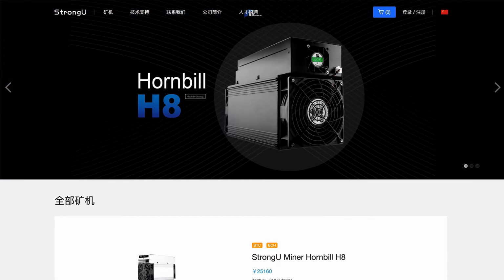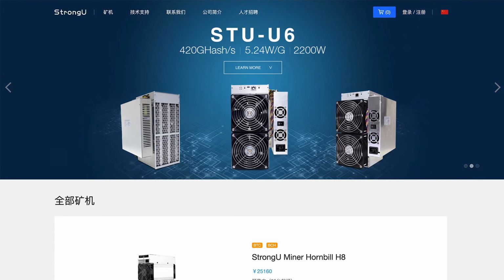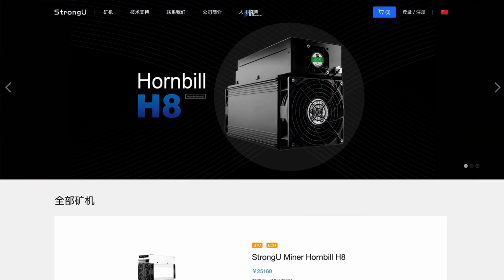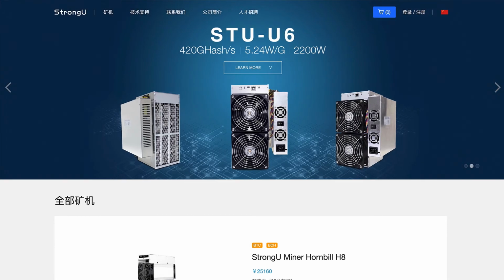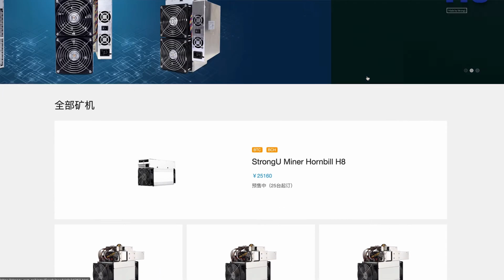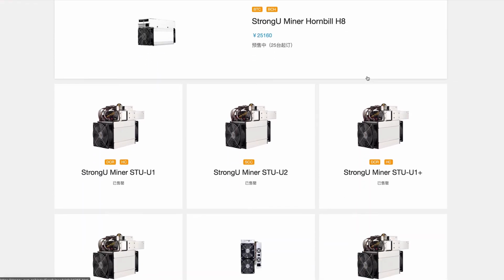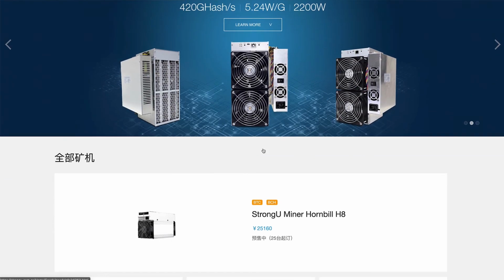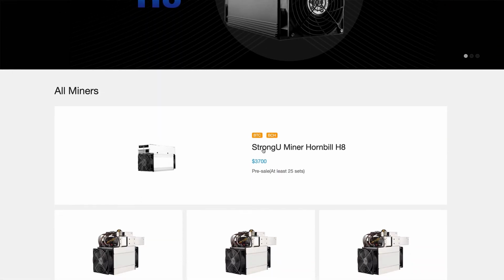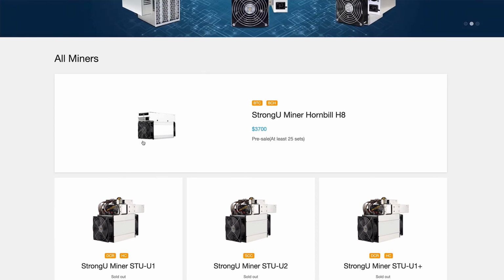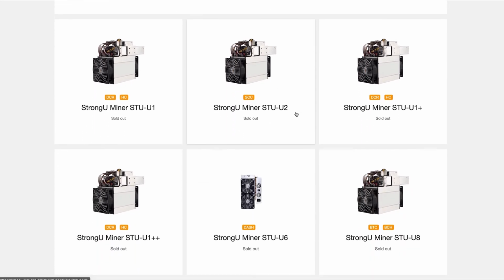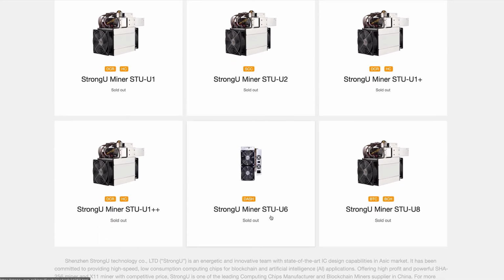When we go there, this is strongu.com.cn, and it's that .cn that tells us this is probably the legit website. Everything's in Chinese, like you would expect from a Chinese website. Now let's take a look at their products here. And we'll switch over to the English version and get everything translated. They have one unit that's available for pre-sale, but it's wholesale, so you have to buy 25 of them. Everything else is sold out, including the STU-6.